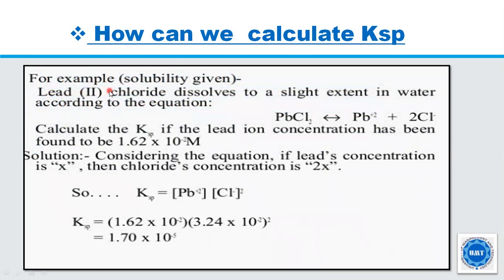Here is an example to calculate the solubility product. Lead chloride is dissolved to a slight extent in water according to this equation. So we have to calculate its solubility product if the concentration of the lead is given. Here there is 1 mole of lead and 2 moles of chloride ion. So we will multiply the concentration of lead with the concentration of chloride ion squared. Considering the equation, if the lead concentration is x, then the chloride concentration is 2x. So by putting in the values of the concentrations of lead and chloride, we will obtain the value of the solubility product.